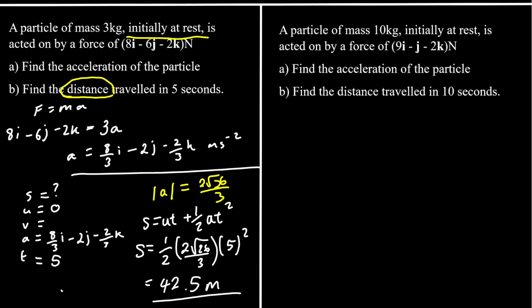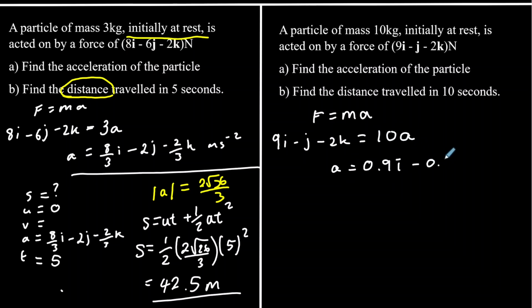One for you to try. See if you can give it a go. So we have a particle, 10 kilograms, initially at rest again, acted on by a force. Find the acceleration. So F equals ma. Force equals mass times acceleration. So 9i minus j minus 2k equals 10 times acceleration, divide by 10. So we've got 0.9i minus 0.1j minus 0.2k meters per second squared.